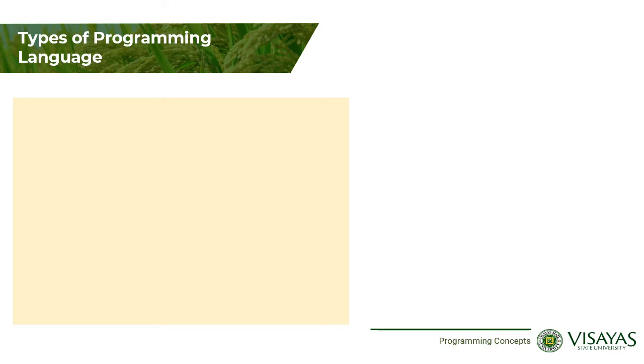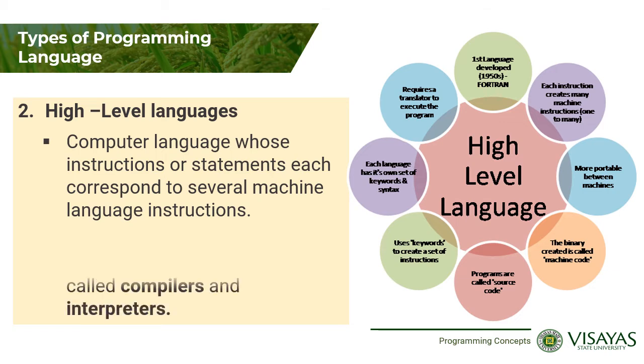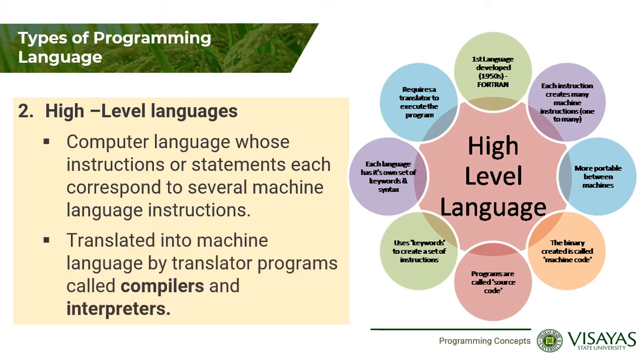On the other hand, the other type of programming language is the high-level languages. This type of programming language is the most widely used one in the present due to its ease of use and complex applications. It is a computer language whose instructions or statements correspond to several machine language instructions. Instructions in this language look like almost everyday English and contain commonly used mathematical notations which made programming significantly easier.